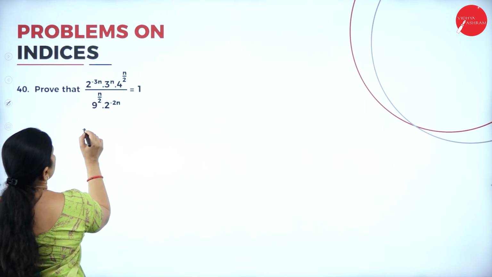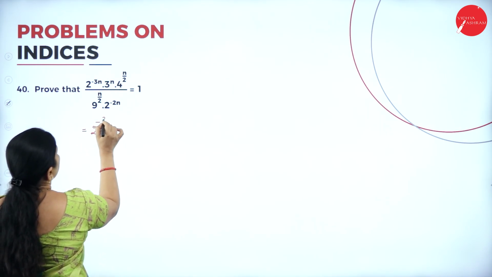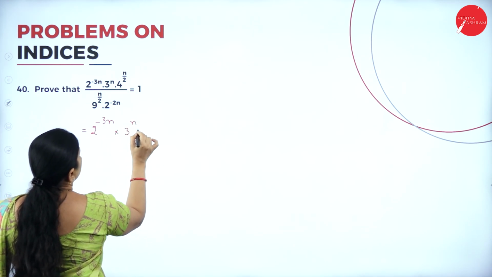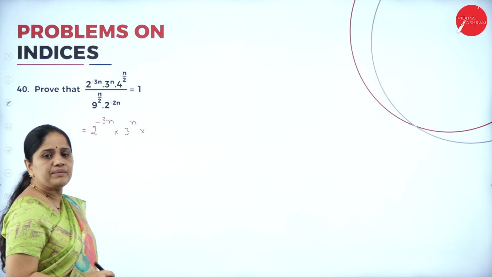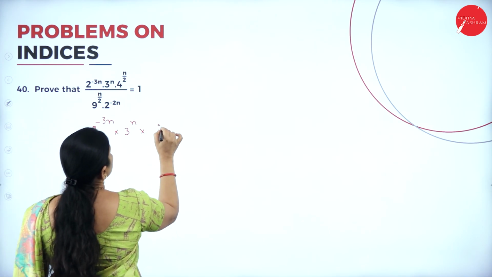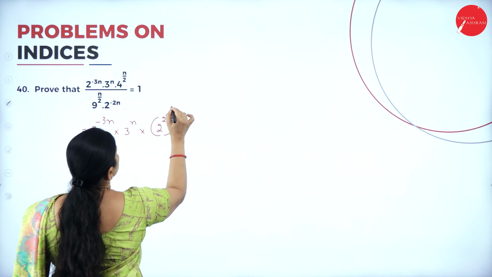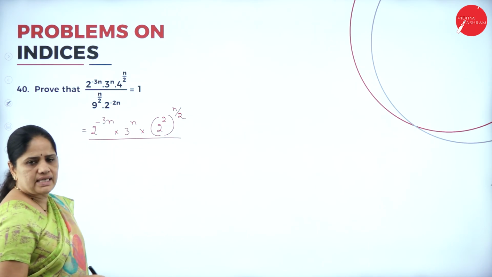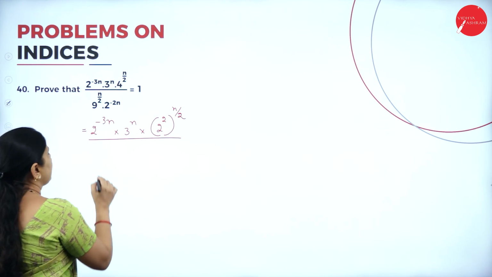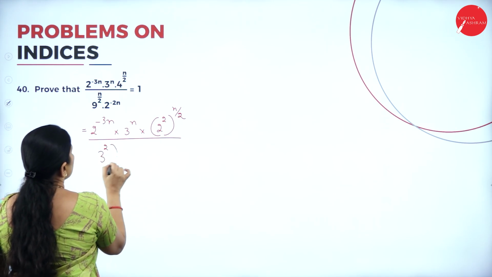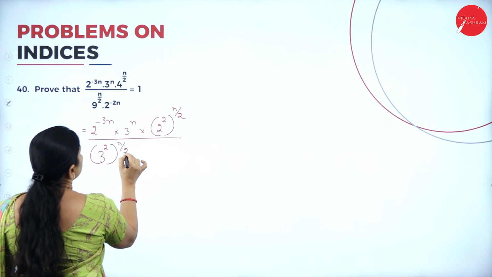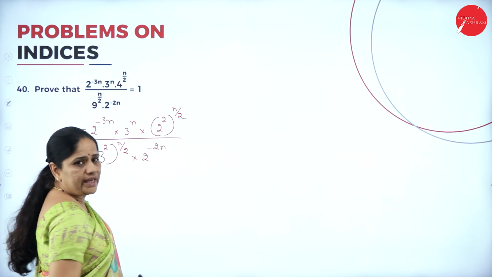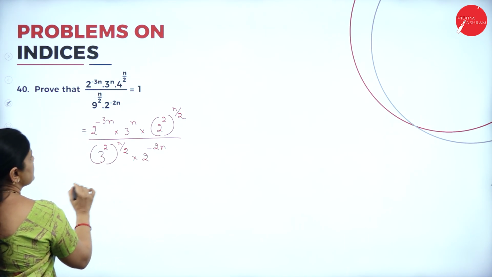So this will be equal to 2 to the power of minus 3n into 3 to the power of n into, this 4 I am writing as 2 square, 2 square to the power of n by 2, whole over 9 is there. So instead of writing 9, I will write 3 square. 3 square to the power of n by 2 into 2 to the power of minus 2n. Now I will simplify this further.